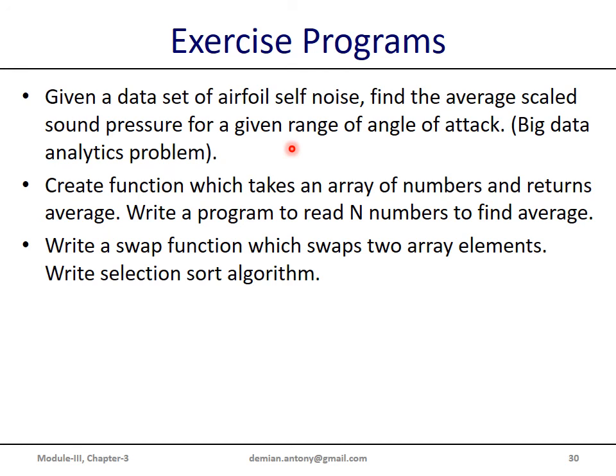While checking the range of angle of attack for each of the rows, you maintain a counter so that you get the total number of rows having the angle of attack within that given range. Thereby you can get the average: the total sum divided by the number of rows that come under the given range of angle of attack. And the next program is quite simple: reading the numbers from the keyboard, storing them in an array and then getting the average.